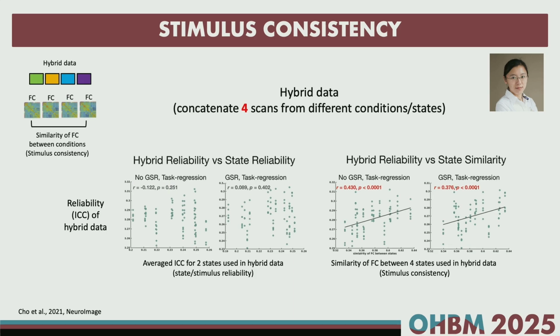However, this is not always the case. If we have hybrid data from more different conditions, in this case 4 scans that are concatenated from different states, then stimulus consistency matters more than the reliability of each condition. So in this case, it's better to use more homogeneous stimulus scan conditions.